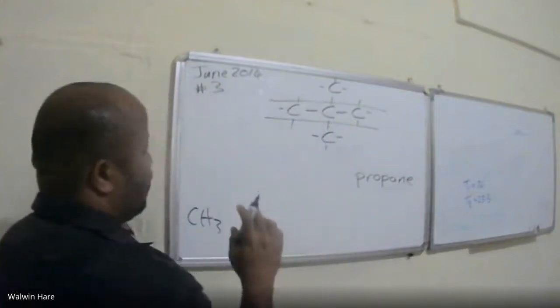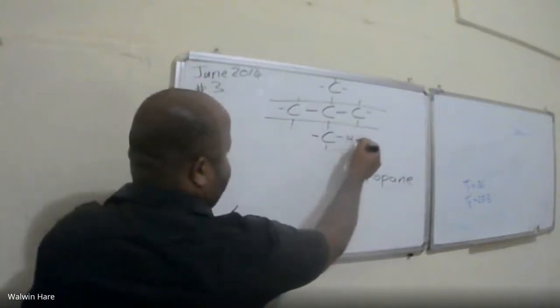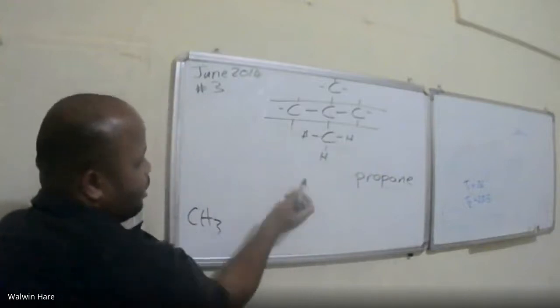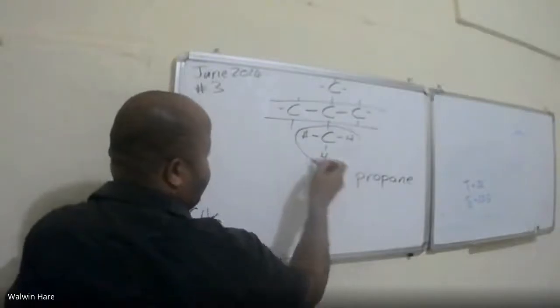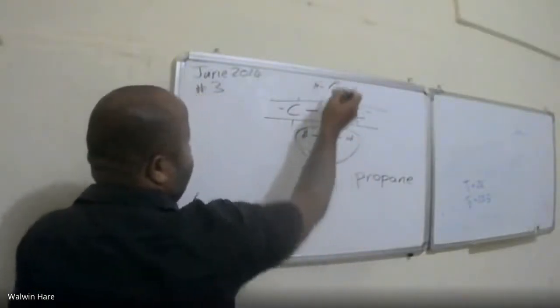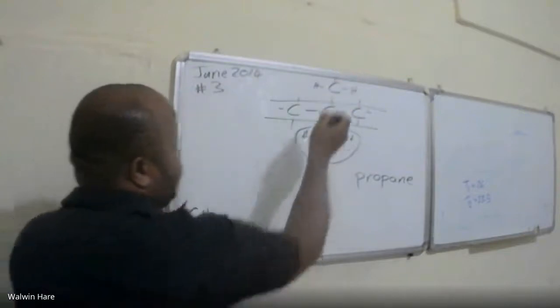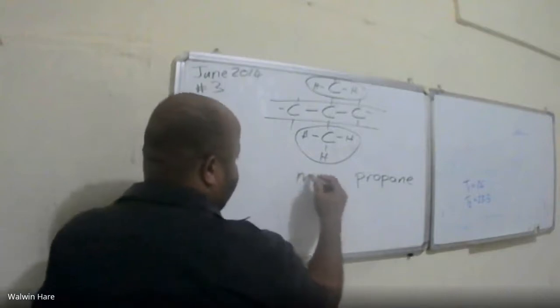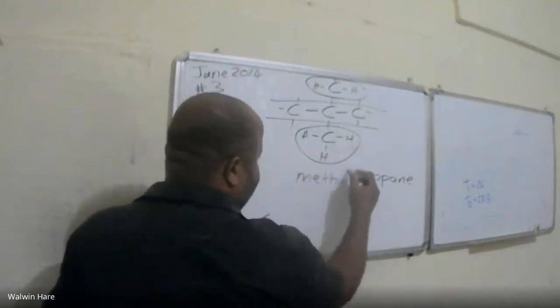All right. Now, let me just put on the hydrogens on these. So this is a methyl group, correct? Yes, sir. So we have a methyl group there, and we have one above it as well. So we have 2 methyl groups. So it is methyl propane.